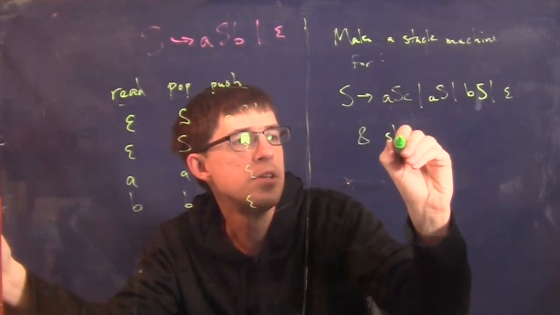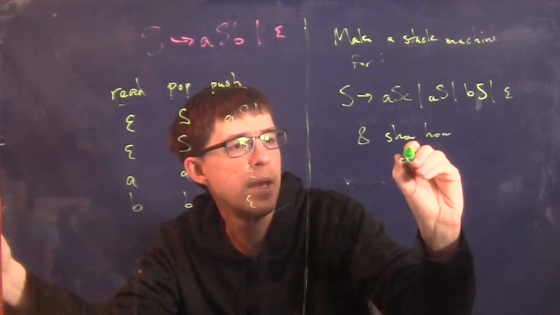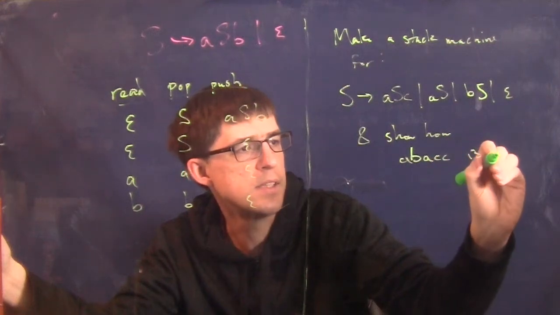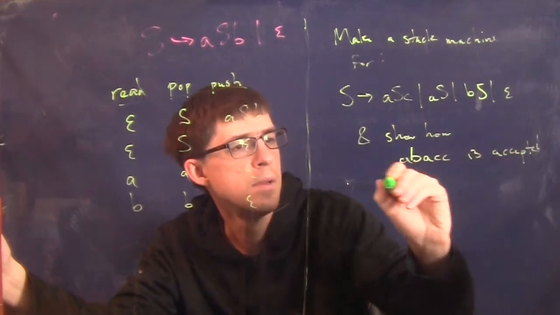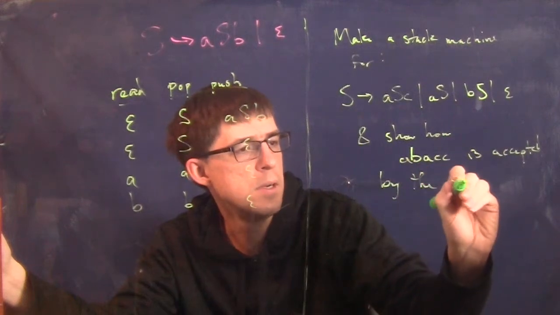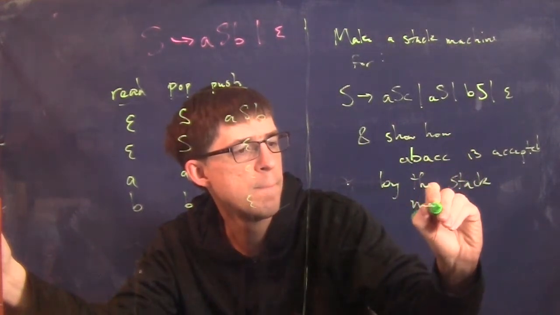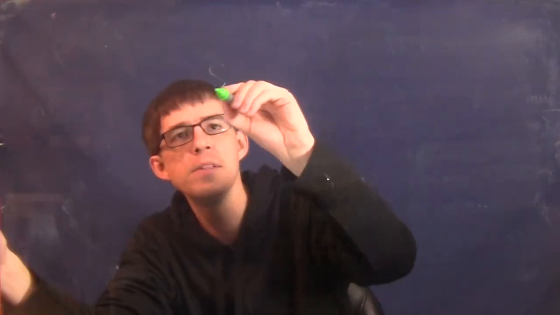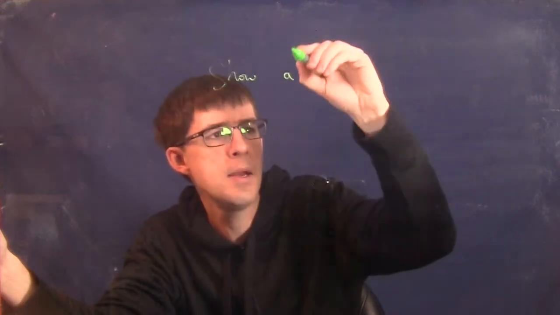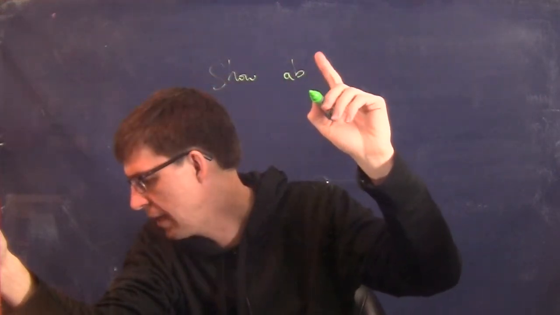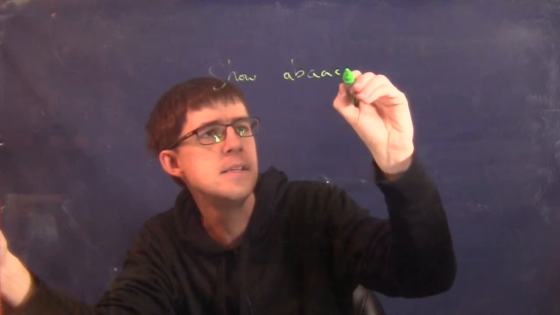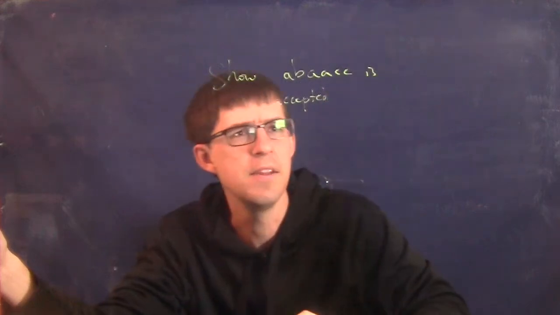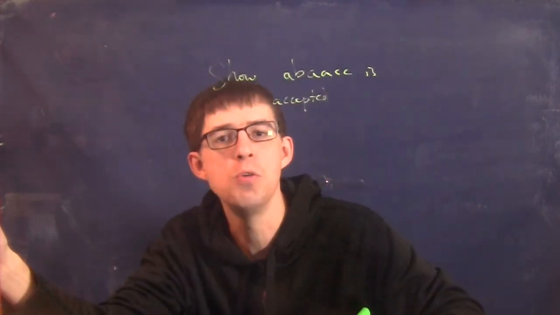And show how A, B, A, C, C is accepted by the stack machine. All right, see if you can do it. It's me from the future. I meant to say show that A, B, A, A, C, C is accepted. I think I left out an A there. That's what I meant. Sorry about that. Go to it.